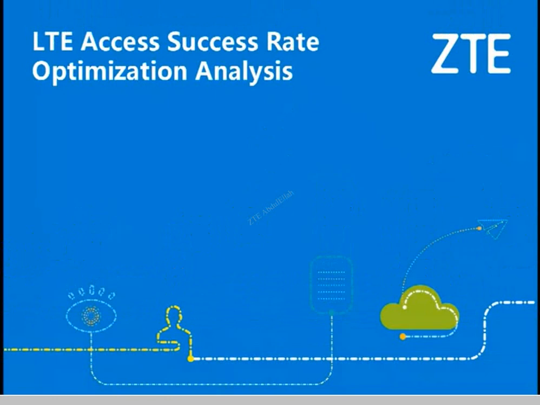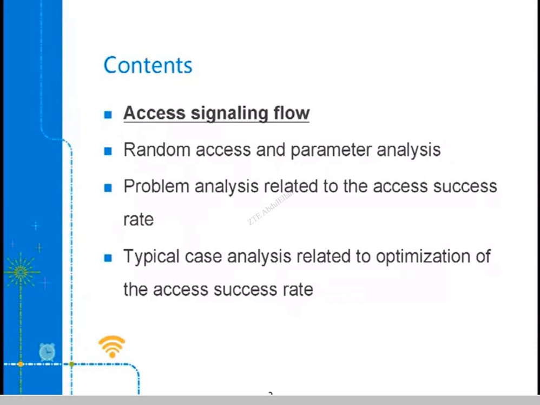So today we will separate into mainly 4 parts to introduce how we can do the optimization of access. The first one is the access signal flow. You need to know the processing of the access. The second is the important step of the access, random access. The third one is the problem analysis: how can we do the optimization, and how can we increase the access rate? And the last one, I will give you a case to show you how we can analyze an access problem. So let's start.